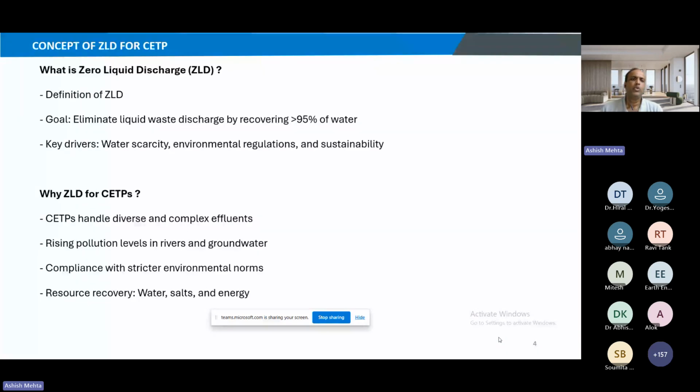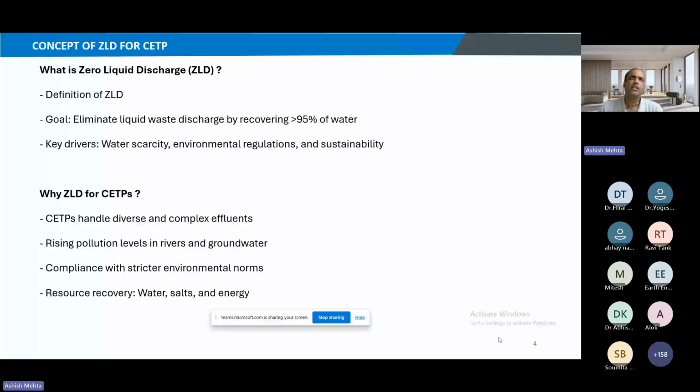Now, if we talk about what is zero liquid discharge, the zero liquid discharge system aims at recycling and reuse of the wastewater which is generated, with a series of value addition and processing, and recovering the maximum amount of water for the next set of operational processes. So here ZLD plants ensure elimination of liquid water discharge to any surface water bodies.